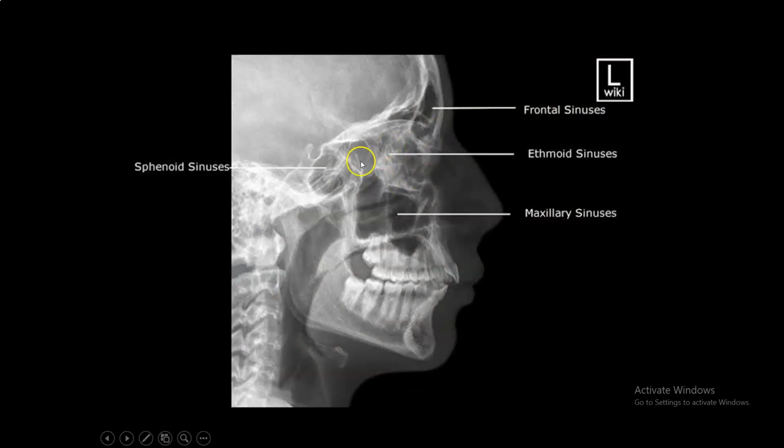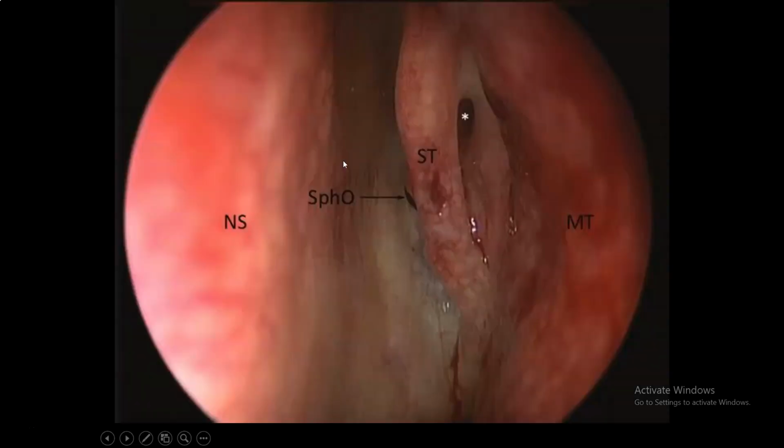This is a plain X-ray showing the floor of the anterior fossa. This is the anterior clinoid, the floor of the sella, dorsum sellae, and here is the sphenoid sinus. All this air present here is the sphenoid sinus. Of course, in front of it is the ethmoid, and this is the maxillary sinus. So this is the sphenoid sinus, appearing in plain X-ray hypodense because of the air inside the sinus.